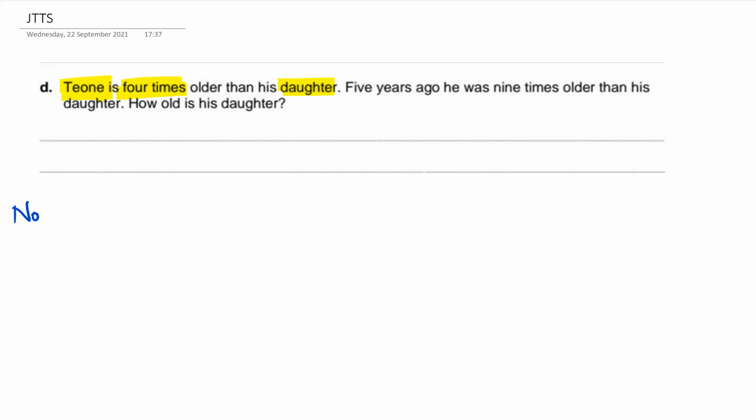So this is now. I'm going to create a little table here so that you guys can actually see what is happening. If the daughter's age right now is X, then we know that the dad's age is actually 4X. So that's what now is.